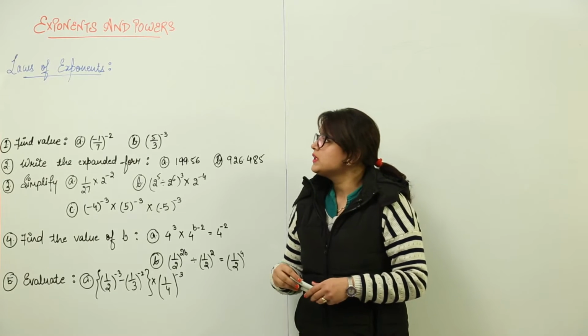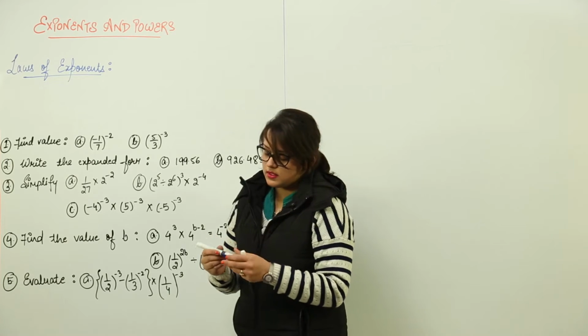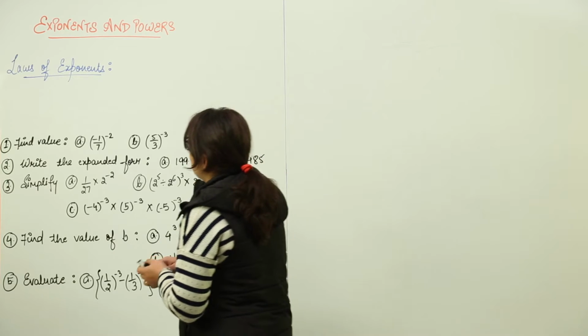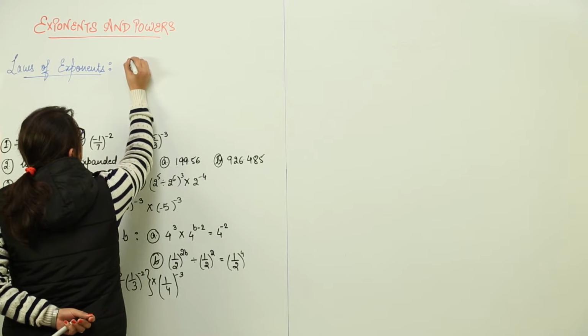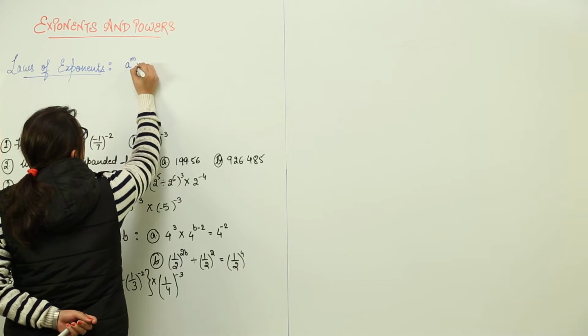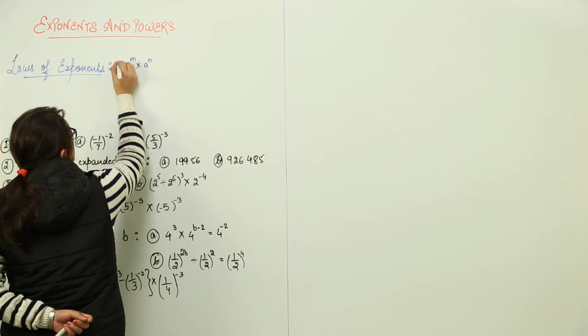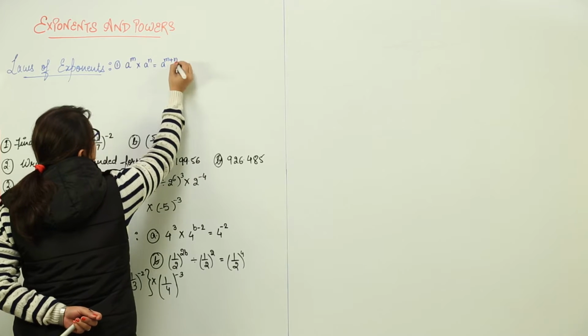So now we will be doing the laws of exponents, right? How many laws are there? Basically there are 6 laws which we will be discussing one by one. The first law is that if the bases are same, say a raised to power m and a raised to power n, the powers get added. They will become m plus n.